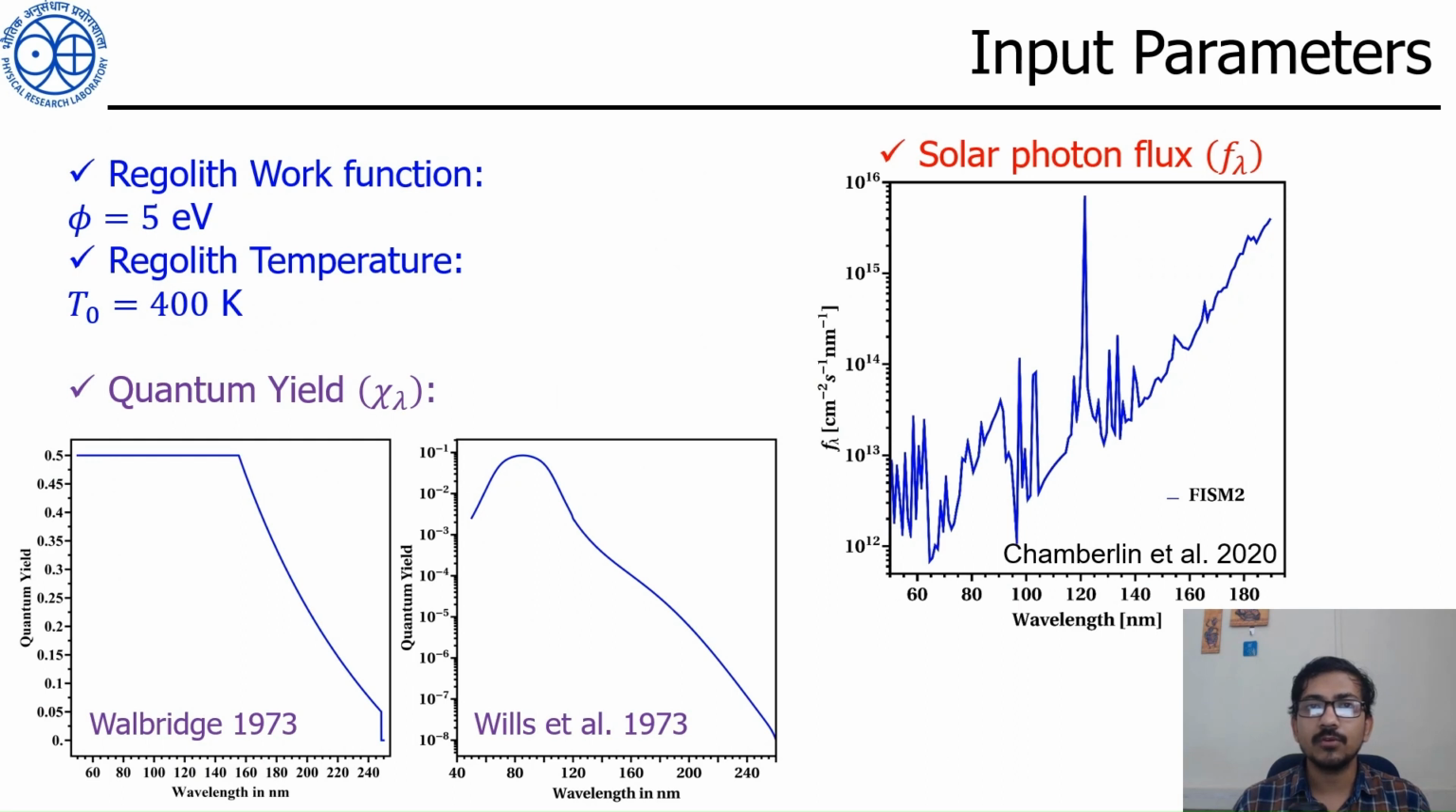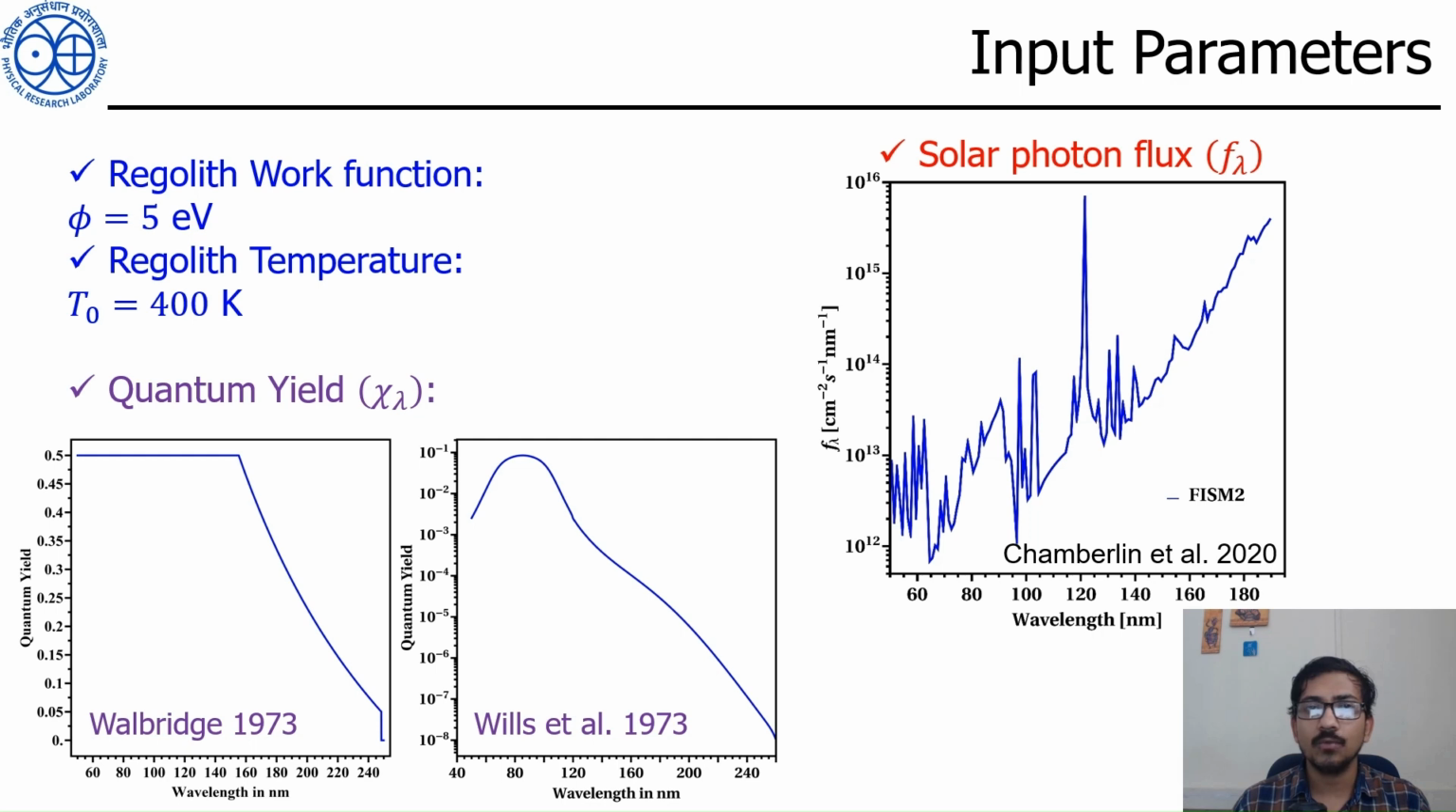To derive the photoelectron distribution near the lunar surface, we have taken a typical solar spectrum from FISM 2 developed by Chamberlain et al. 2020. The regolith work function and temperature are taken to be 5 electron volt and 400 Kelvin respectively. Quantum yield is another important parameter. We have taken two widely used yield values.